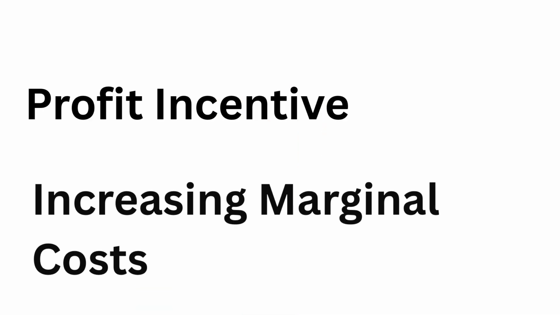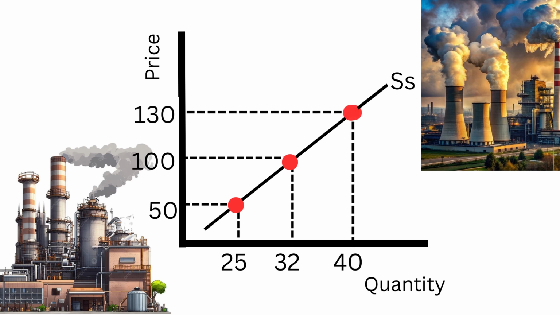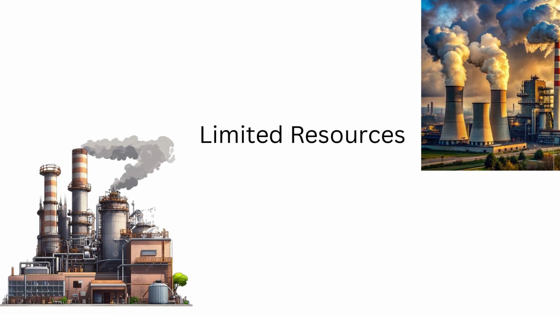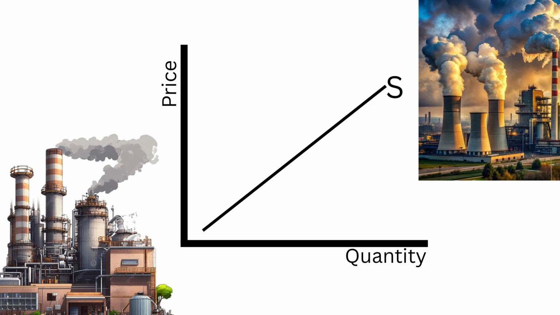Secondly, it's the increasing marginal cost. This means that as firms produce more, the cost of making each additional unit often rises due to factors like limited resources and diminishing returns. To cover for these higher costs, producers need to charge higher prices. This combination means that the quantity supplied increases as the price increases, producing the upward slope of the supply curve.